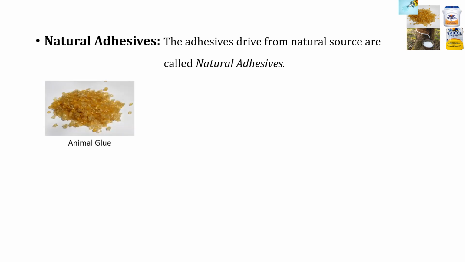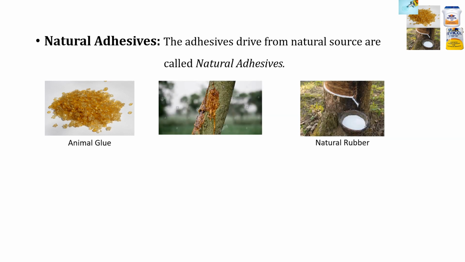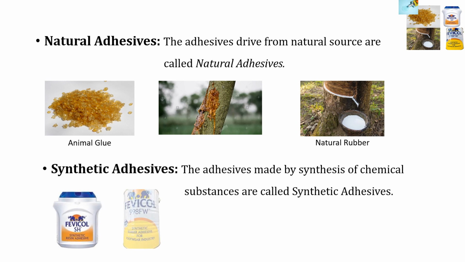So first one is natural adhesive. The adhesive which is derived from a natural source, or you can say adhesive which is made from a natural source, is known as natural adhesive. For example, animal glue, tree glue, or natural rubber. You all have seen tree glue which is used as adhesive.